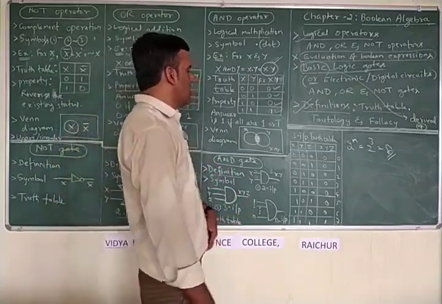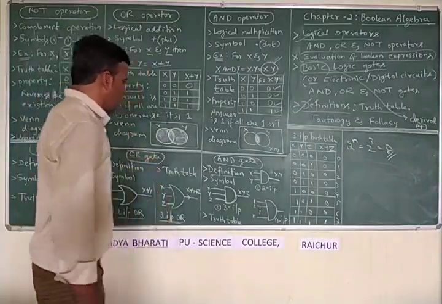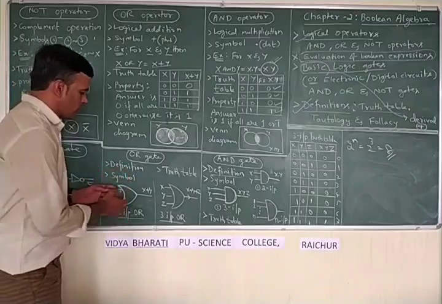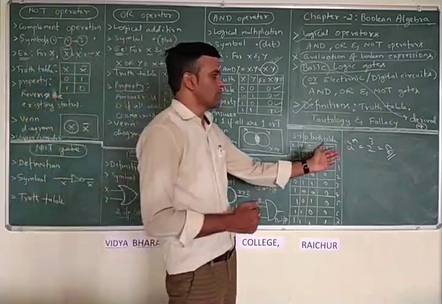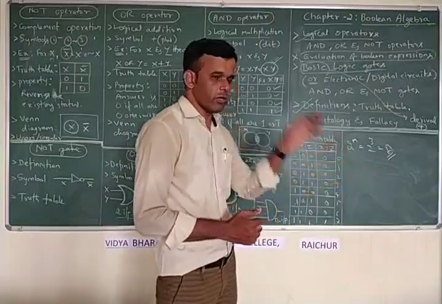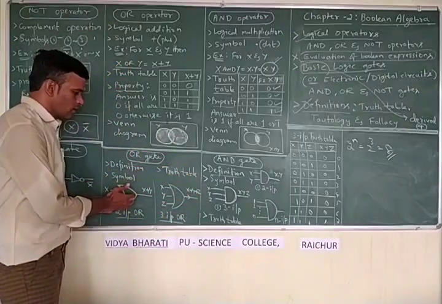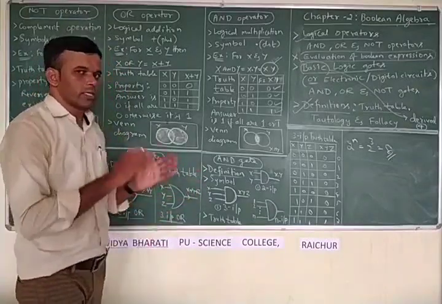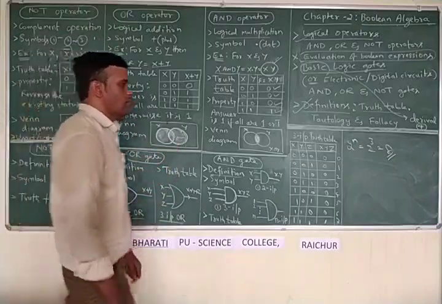Now we will go to the OR gate. This is its symbol. Here also the electronic circuit is different. As we have seen the transistor circuit for the AND gate, in the same way transistors are used for the OR gate also, but connected in a different way. Anyhow that is not required for us. This symbol is enough for us. So this is the symbol for the OR gate.